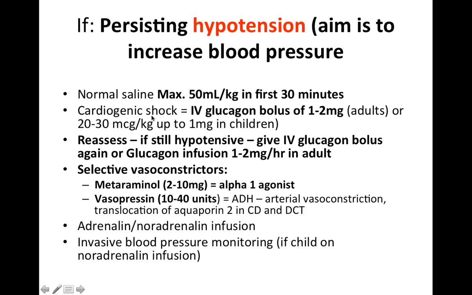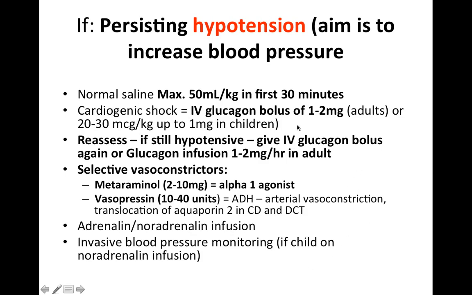If they have cardiogenic shock, you'll have an IV glucagon bolus dose, 1 to 2 milligrams. And a lot of people don't know the reason why this works, but basically, the receptor for adrenaline acts through adenylyl cyclase. The glucagon binds to its own receptor, but acts in the same pathway.